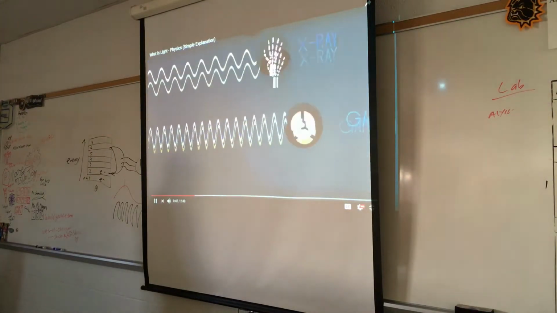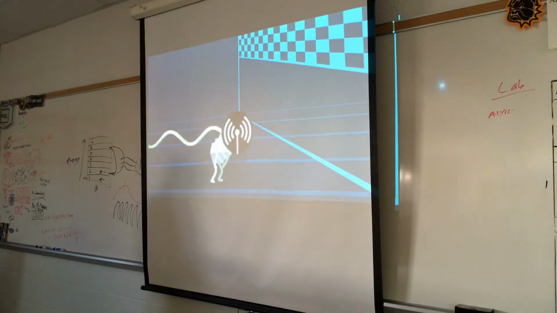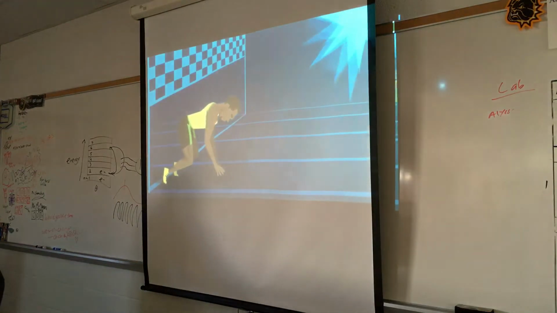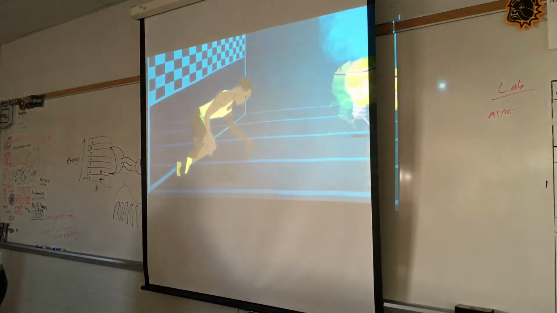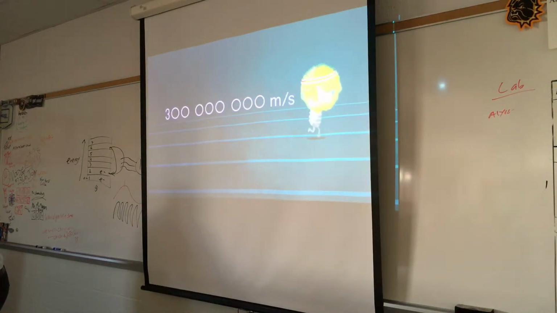Gamma rays are the most energetic, whereas radio waves have the least energy. Even so, light is the fastest thing in the universe. In a vacuum, all light waves, even radio waves, travel at an incredible speed of 300 million meters per second.